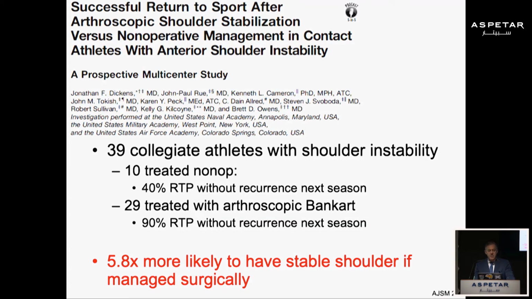This is a study done in the military where they've got a nice controlled setting where they're not losing patients to follow-up. They're young athletes. They're typically managed the same way. So it becomes a nice place to do prospective multi-center studies, which we don't typically have in America, and in sports in particular. This looked at successful return to sport after arthroscopic stabilization versus non-operative management. They looked at contact athletes, about 40 athletes. 10 were treated non-operatively, and 40% were able to return to play. 30 of them were treated with an arthroscopic Bankart and 90% got back to play. So almost 6 times more likely to have a stable shoulder if managed surgically.